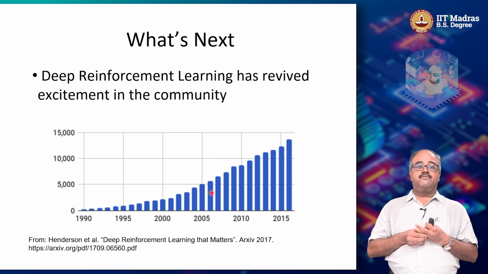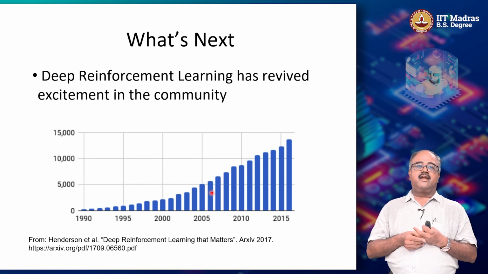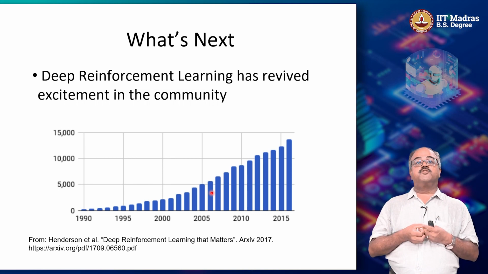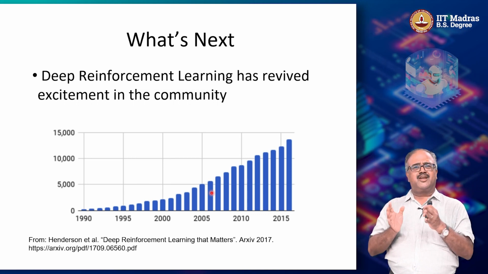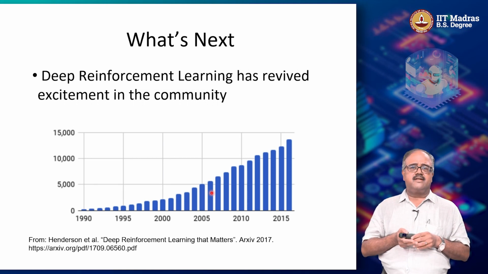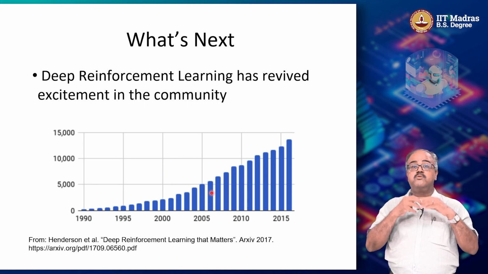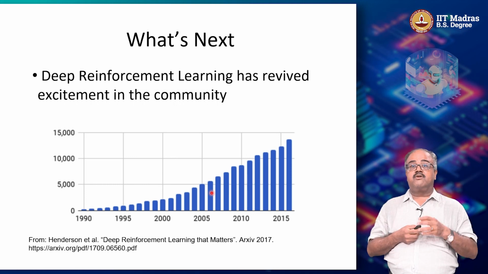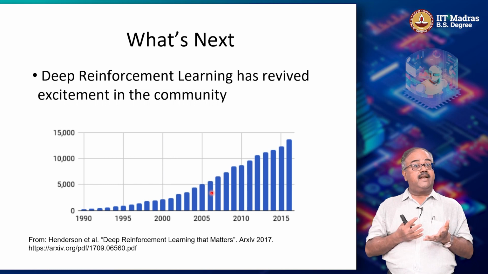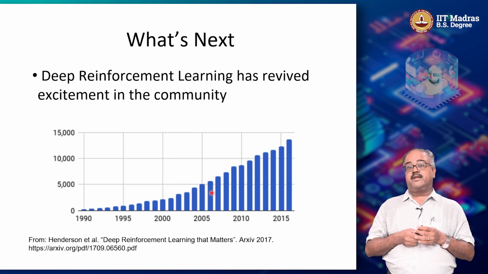So this is kind of a state of the art slide from me. There is something called deep reinforcement learning that we will look at. This is basically a combination of reinforcement learning ideas with deep learning for function approximation, right? And it allows you to solve many complex problems like we saw in the previous lecture. So deep reinforcement learning has significantly revived excitement in the reinforcement learning community.